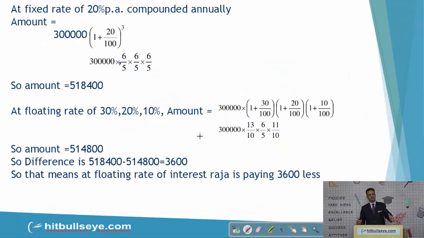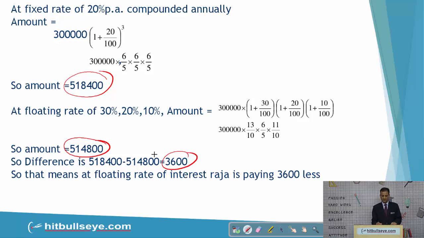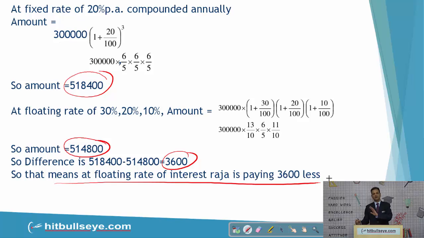Now, this is a detailed method which is given in the books. Fixed rate of 20% per annum compounded annually, amount equal to 3 lakh into 1 plus, same formula, principal into 1 plus r by 100 to the power n. So it will become, after solving, you have to do a lot of calculation, 518400. At floating rate of interest 30, 20, 10, it will be 514800 after solving. So difference between will be 3600. So that means at floating rate of interest Raja is paying 3600 less. But this is in detail.